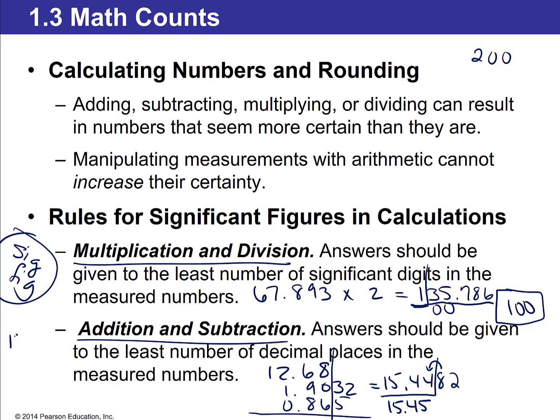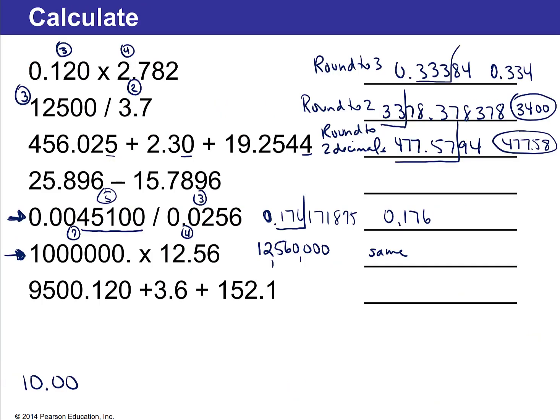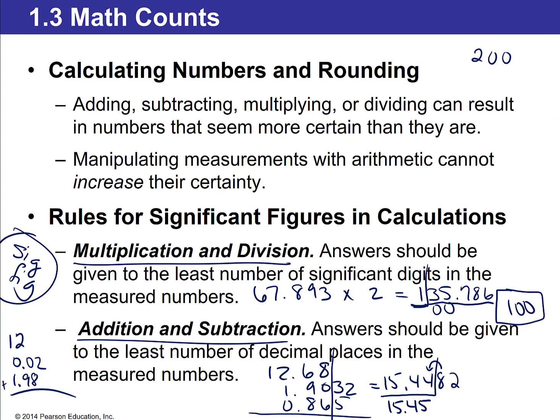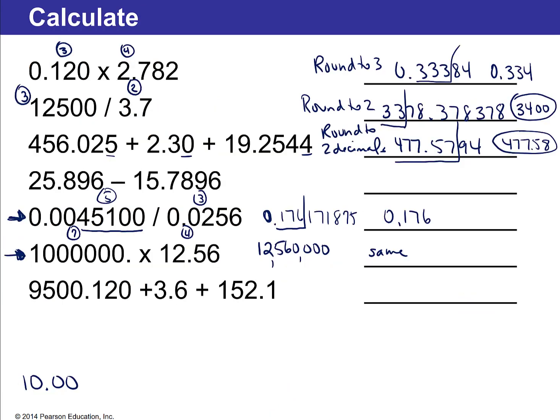Okay, so if you had 12 and 0.02 and 1.98, and I was adding them all together, because 12 is just a whole number, I would round my answer to a whole number, okay? Because that's the smallest unit they all have in common, the ones place. So do those other two, 25.896 minus 15.7896. Do the math first before you decide to round.